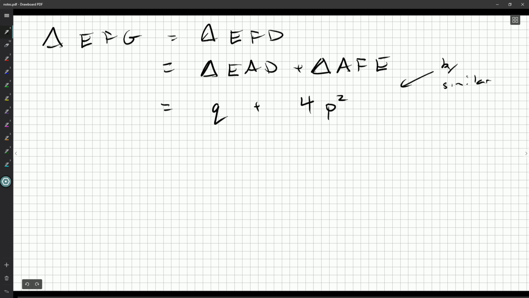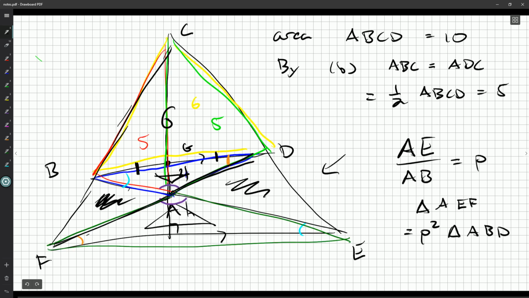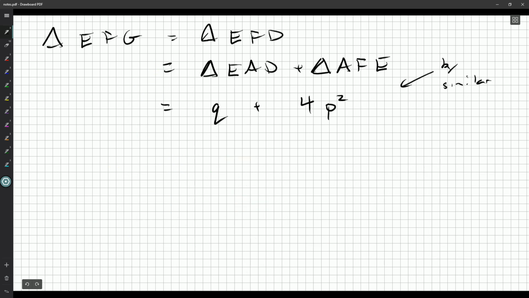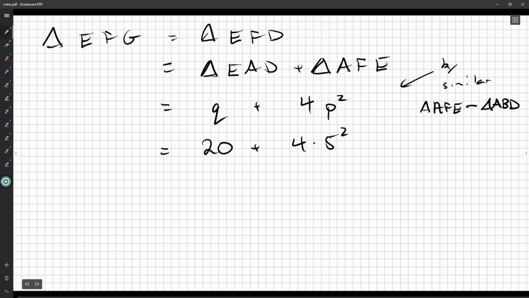by similar triangles. I drew it earlier on when I was talking about these angles here. I verbally explained it, never actually wrote it down, but it's a quick thing to write down. AFE is similar to ABD, and so the areas scale up by a factor of P squared. But I know that this is 20 and this is 5. So we got 20 plus 100. So our final answer, at long last, and it has been a long question, is 120.